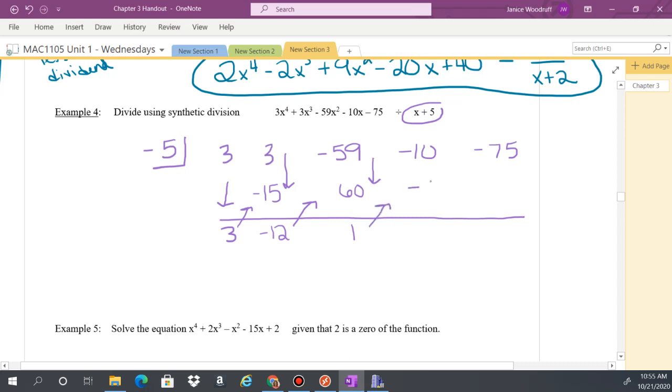1 times negative 5 will give me a negative 5. Negative 10 minus 5, negative 15. And negative 15 times negative 5, is that positive 75? Yeah, and then 0. So remainder of 0 there. Then you go 1 degree down. So the dividend was 3x to the 4th, so you're going to start with an x cubed. So 3x cubed minus 12x squared plus 1x, so just x, minus 15.